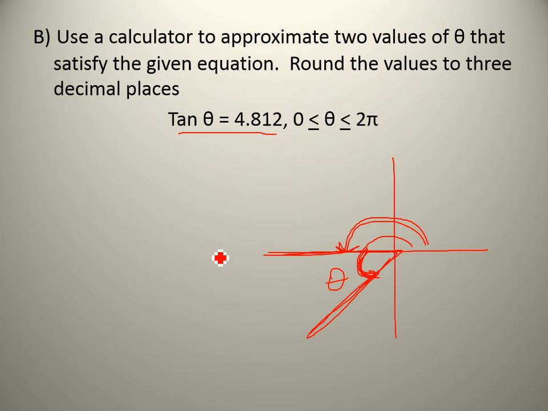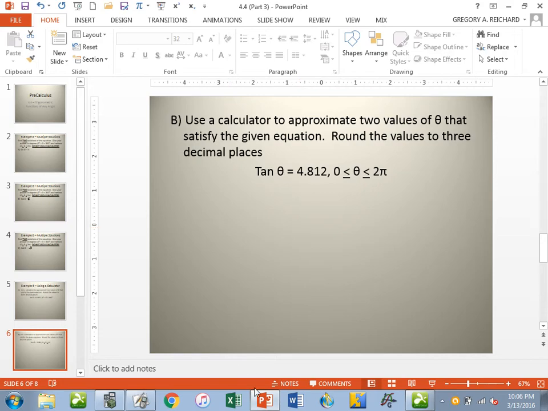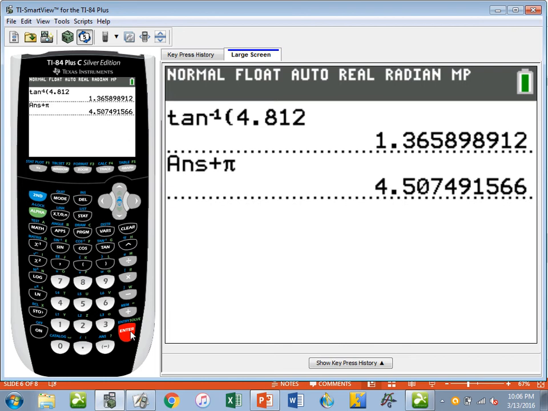So if I take my answer here and I add pi to it, that's going to get me what the angle in radians is in quadrant 3. So if we're going to go to 3 places with this, this would be 4.507. So that's the answer for part B.